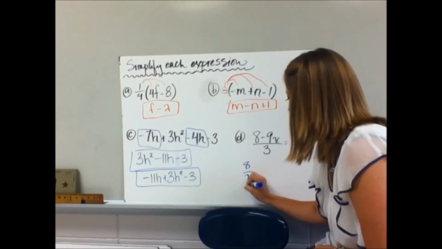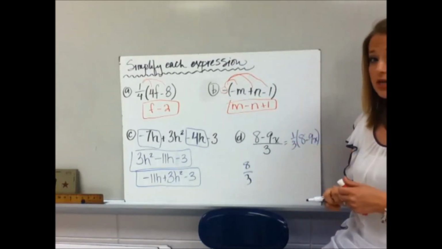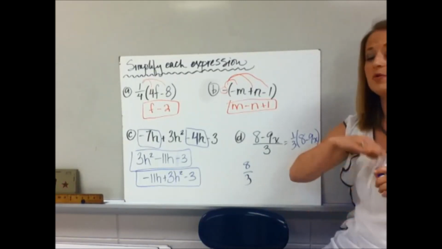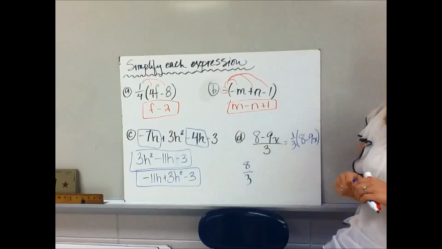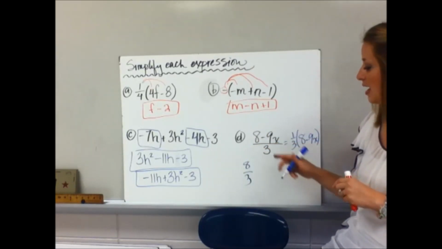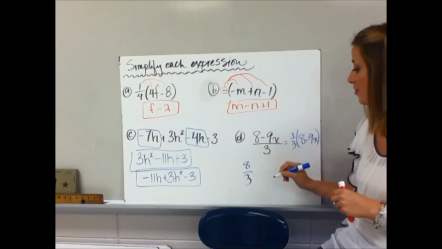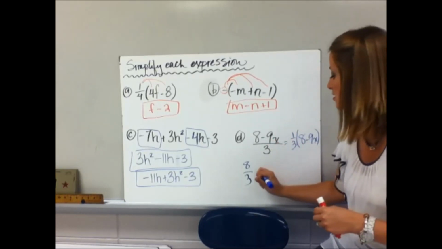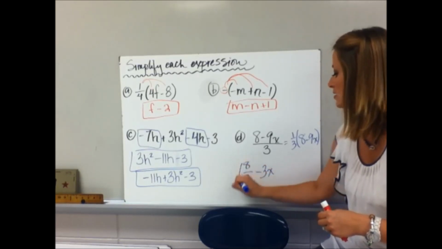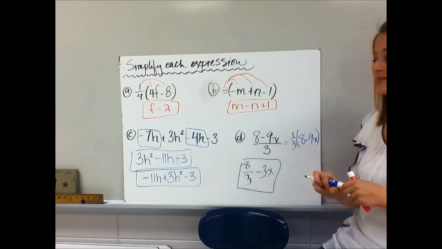8 divided by 3 is going to stay at 8 over 3. You don't have to worry about turning it into a mixed number because in algebra we keep it as an improper fraction because it's something we'll look at later in this class called slope. But I can go to negative 9x divided by 3. 9 divided by 3 is 3. So it is 8 over 3 minus 3x. And that is simplified.